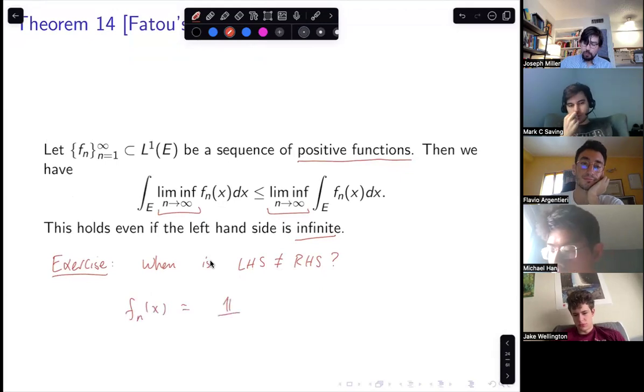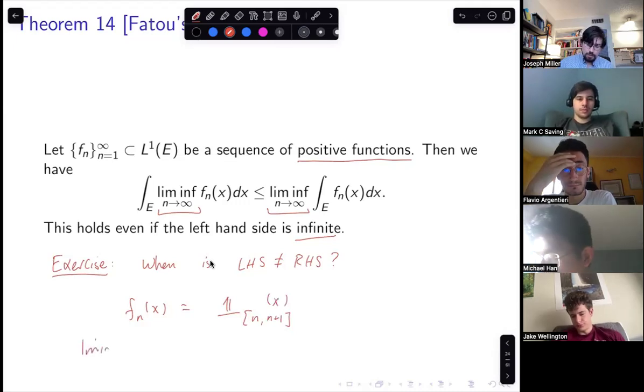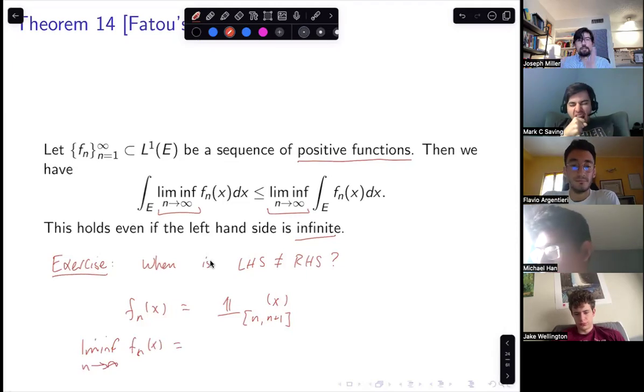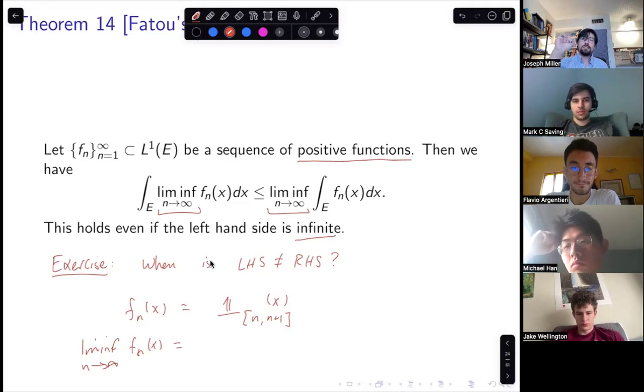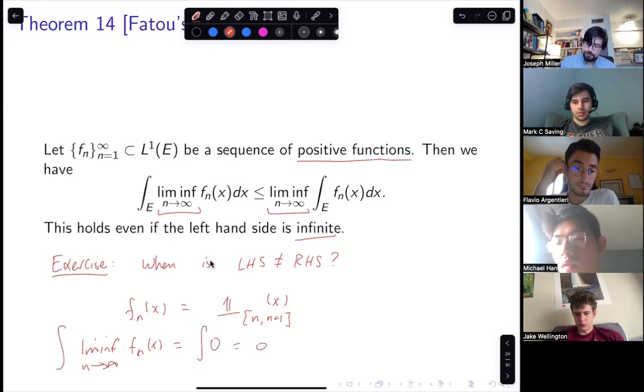So the example here would be the indicator of n to n plus 1 of x, right? And so when I take the lim inf of this quantity, I look at the left-hand side before integrating f_n of x. Because this interval is sliding right, it's like 1, and then it keeps sliding right. For any point I pick, so I pick an x, for large enough n, the interval will escape past that point. So this is going to be 0 always. So when I integrate this, it's going to be 0.